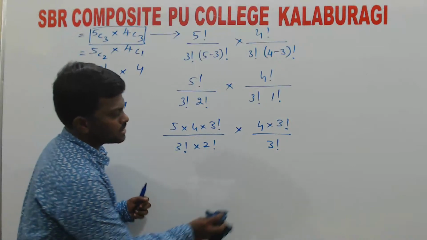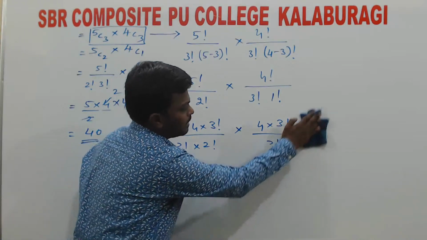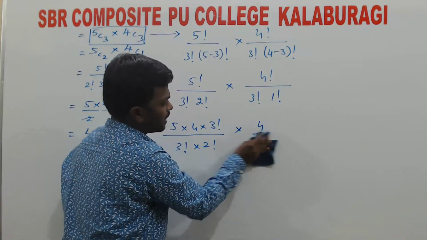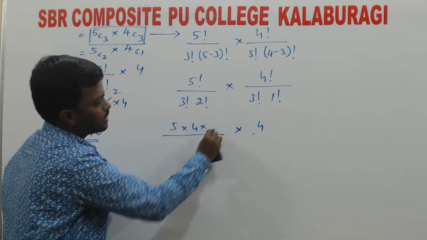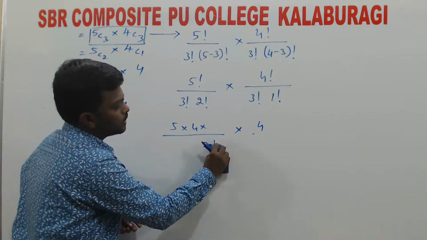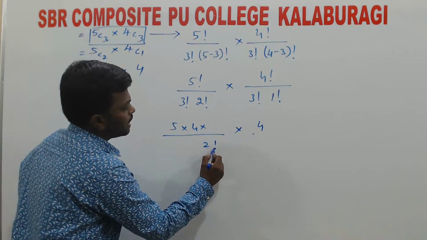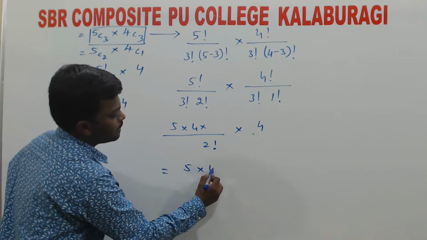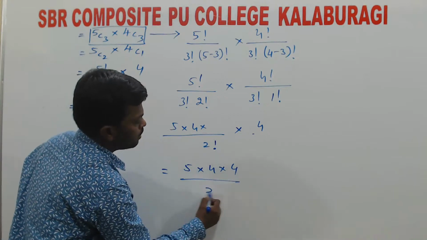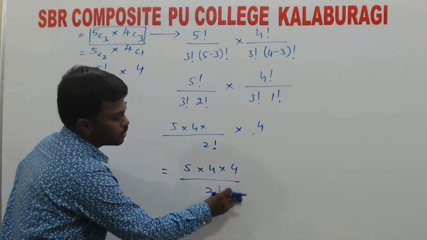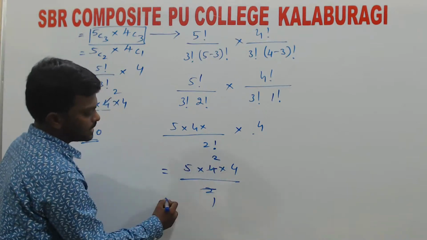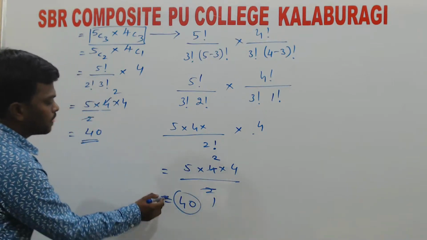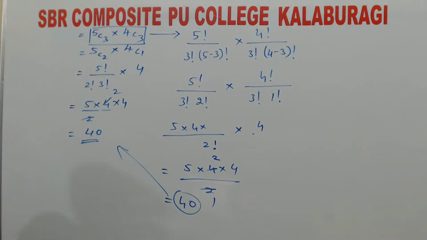Right. So now see, can I cancel 3 factorial and 3 factorial? Okay, students. And here also 3 factorial and 3 factorial. So let me write once again, 5 into 4 into 4 whole divided by 2 factorial. 2 factorial is nothing but 2. 2 ones are 2, 2 fives are 10, 10 fours are 40. You got the same answer itself.